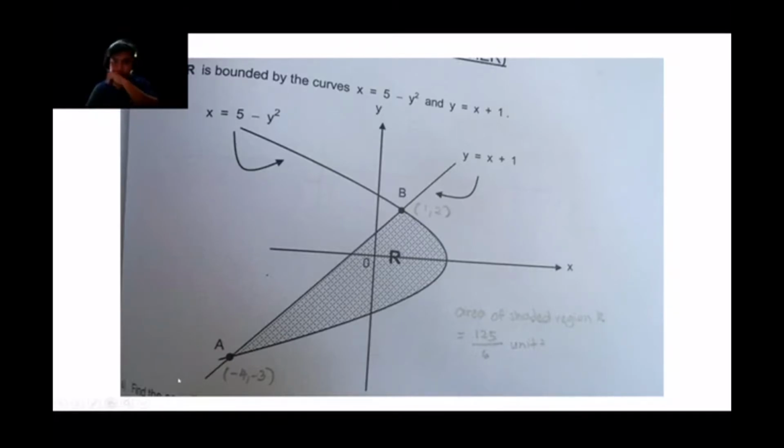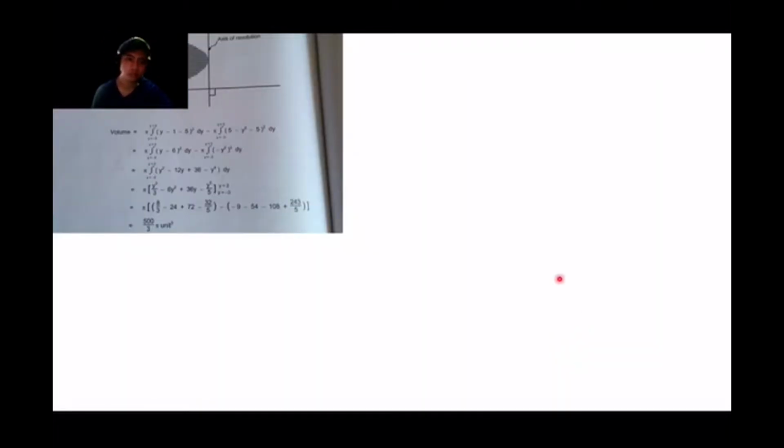So this is our question. We get A coordinate which is negative 4 and negative 3, and B coordinate which is 1 and 2, and the area of shaded region R is 125 over 6 unit to the power of 2. So we use the Gaussian method.